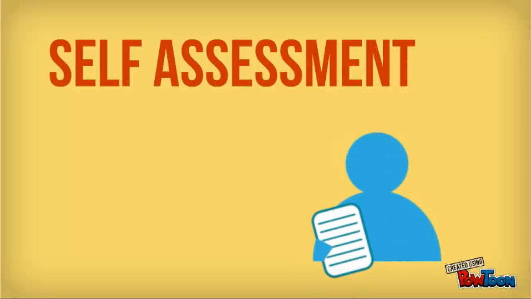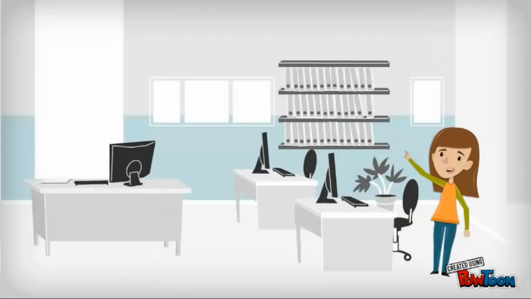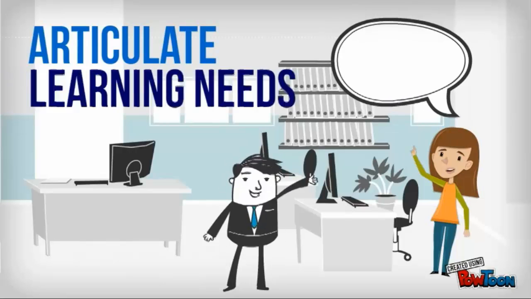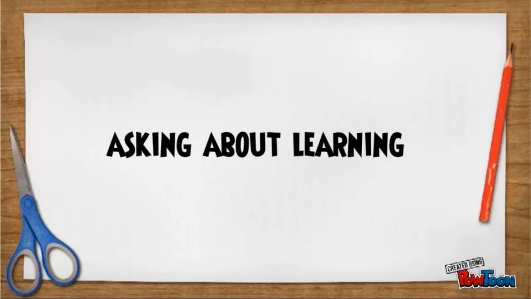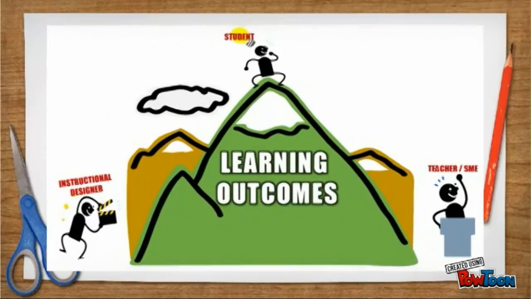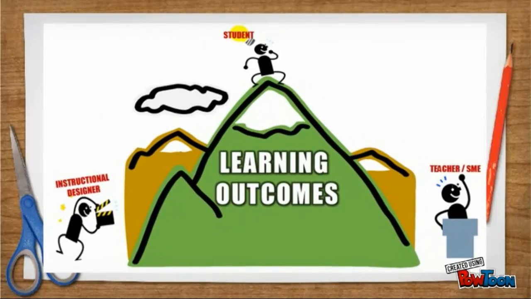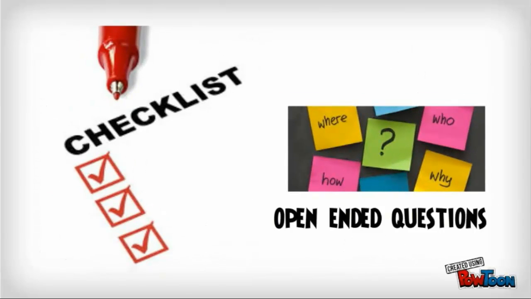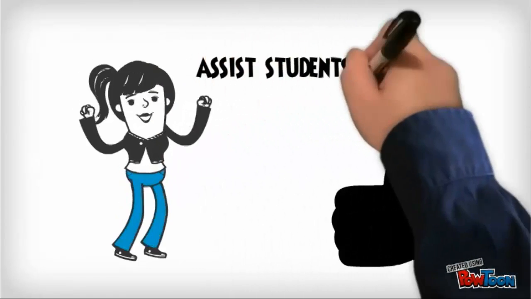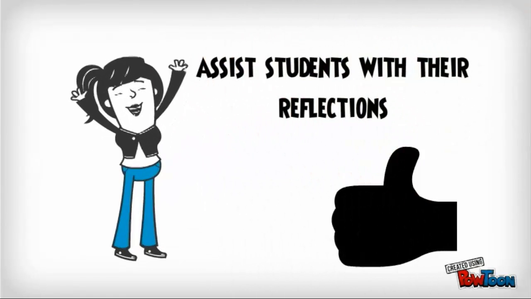Second, teachers can use self-assessment. Students are often able to articulate their learning needs to teachers. Teachers just need to ask the right questions. Self-assessment is one way of asking students about their learning. Self-assessment involves students reflecting about their own learning in relation to goals or outcomes. Checklists or open-ended questions can be used to assist students with their reflections.